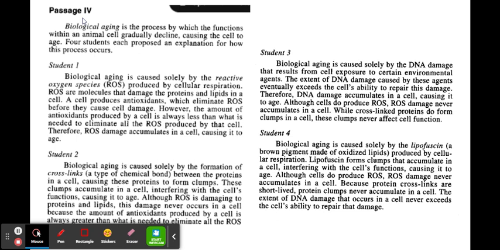So the question that we have today is this passage here. You should have the paper copy, or should have picked up the paper copy in class, of this question. The very first thing it tells us to do is to read this opening blurb. Biological aging is a process by which functions within an animal cell gradually decline, causing the cell to age. Four students each proposed an explanation of how this process occurs. And we've got the explanations there.